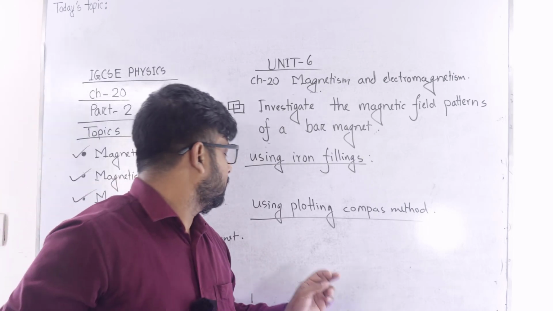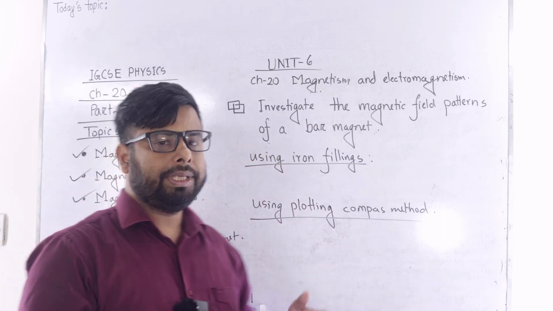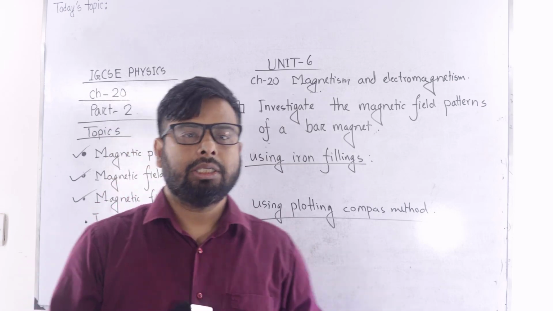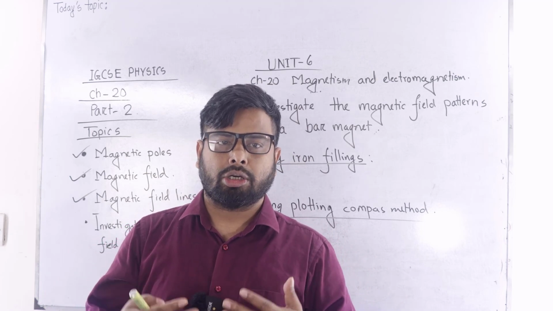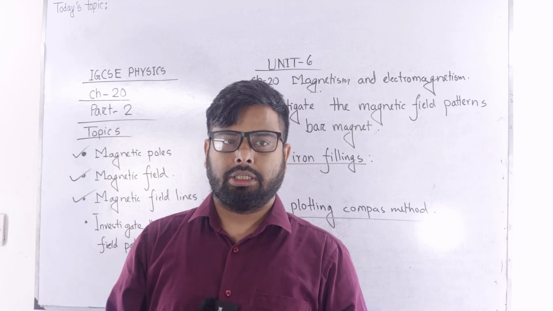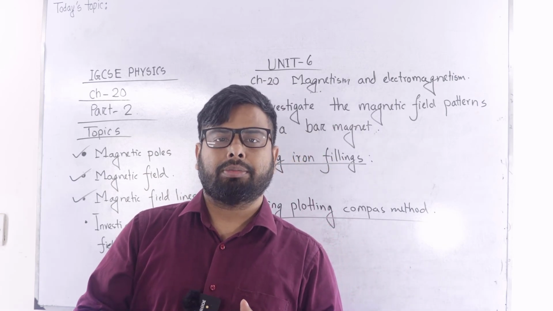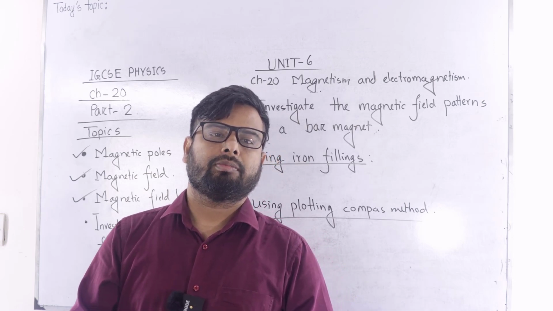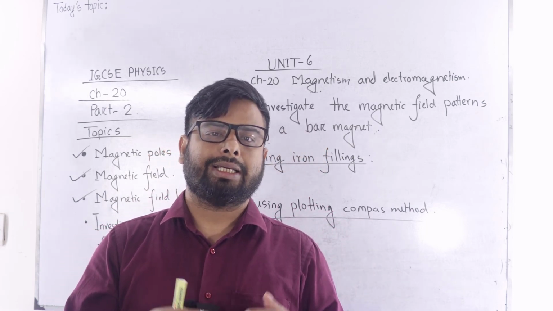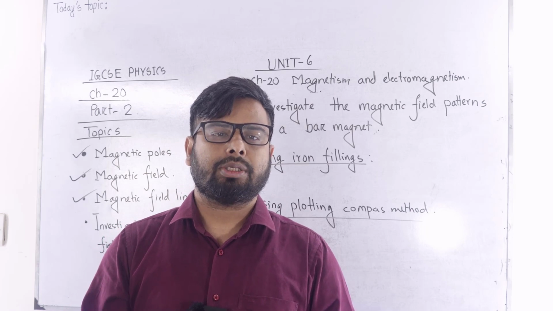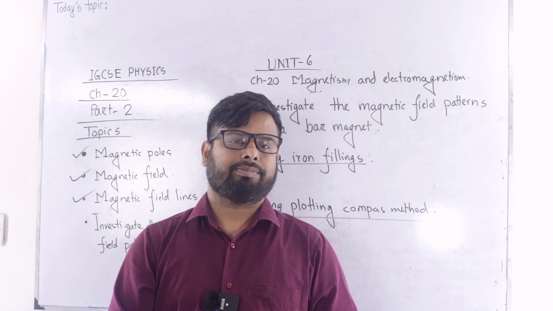Then the second method, the plotting compass method. Place a bar magnet on the top of a piece of paper. Draw a dot at one end of the magnet near its corner. Place a plotting compass next to the dot so that one end of the needle points towards the dot. Use a pencil to draw a new dot at the other end of the compass needle. Now move the compass so that it points towards the new dot and repeat the process.